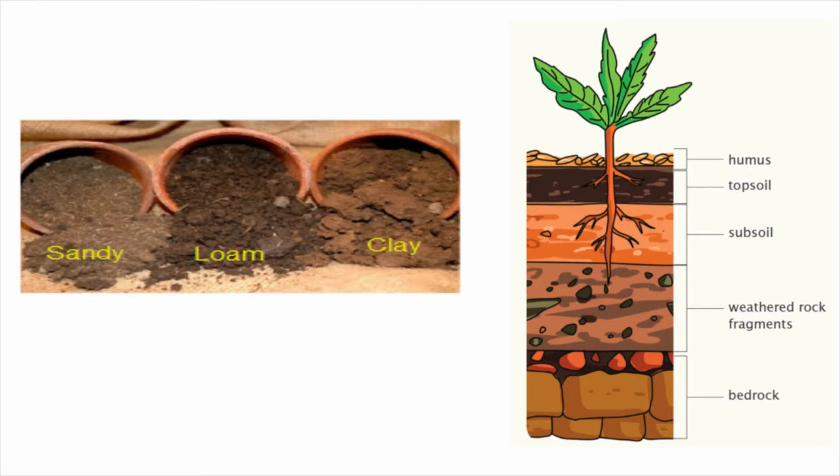The topmost layer consists of the topsoil and it is mixed with humus. The next layer is the subsoil. Then we have weathered rock fragments and lastly we have the bedrock. So where will the plant grow? The plant will grow in the topsoil, and the humus will help the plant to grow properly.